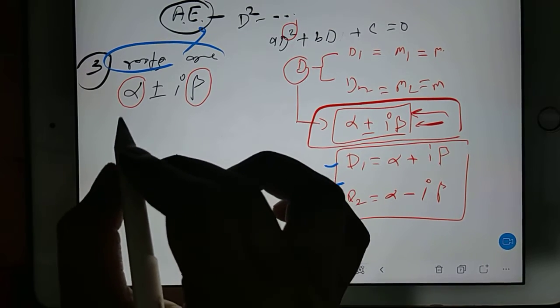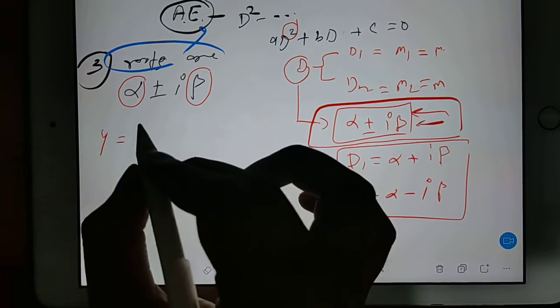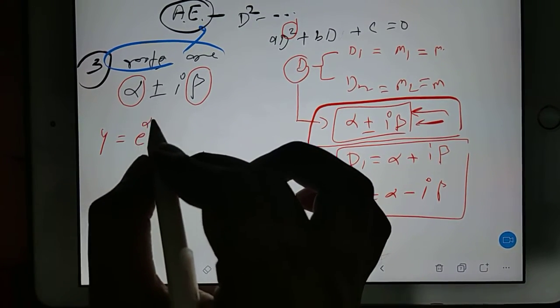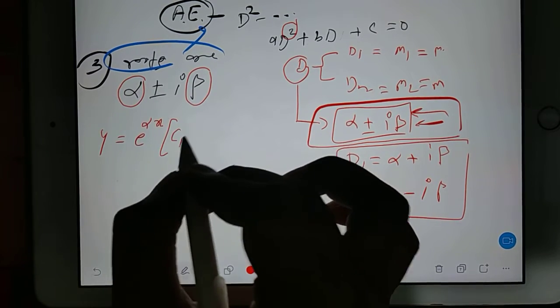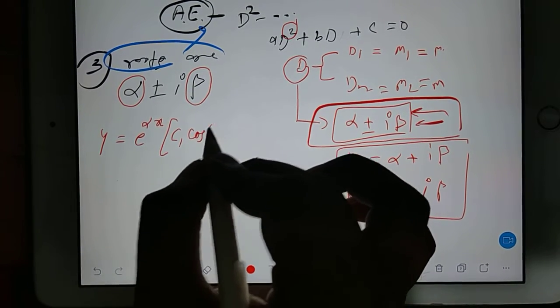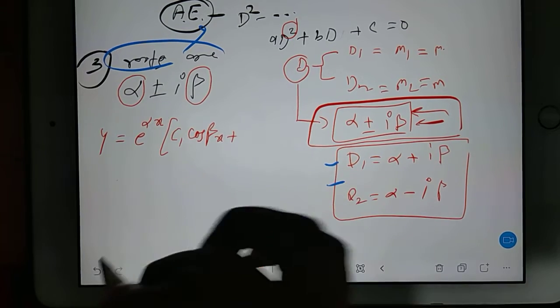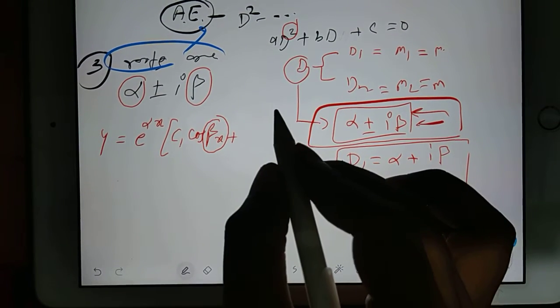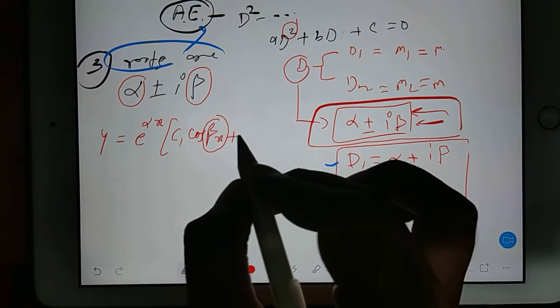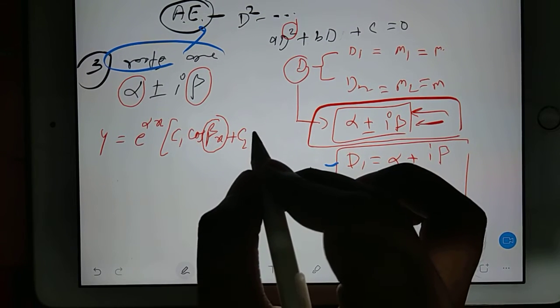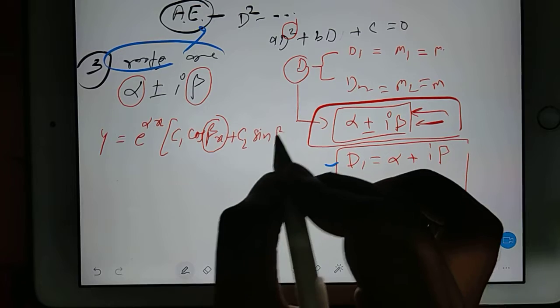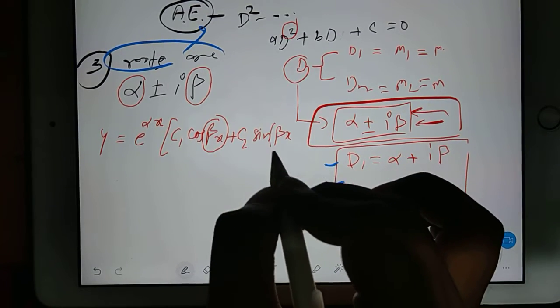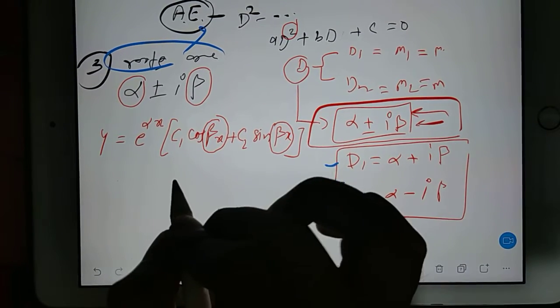I will explain now. Your y equation will look like e power alpha x, bracket, one constant C1 here. Then you put cos beta x. See, both are in multiplication, beta and x. Okay, then plus C2, same, sin beta x. This beta x, they are in multiplication, bracket close.